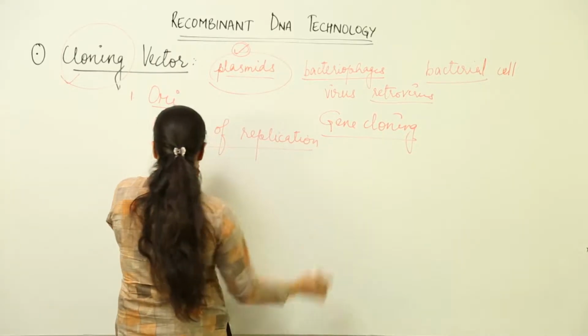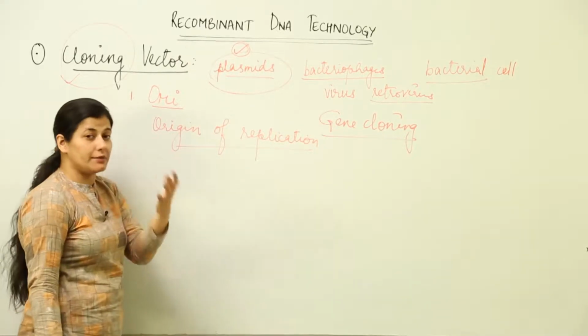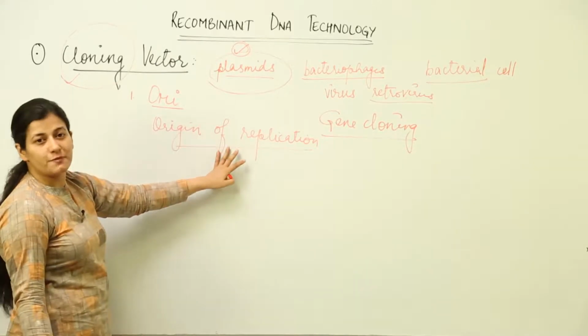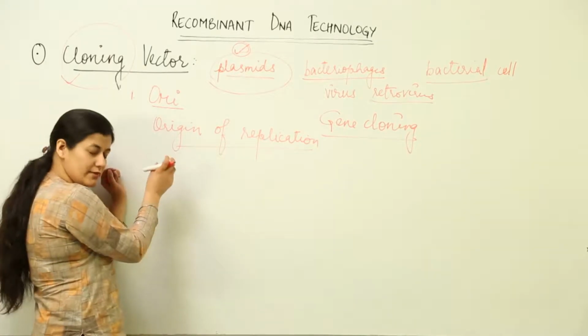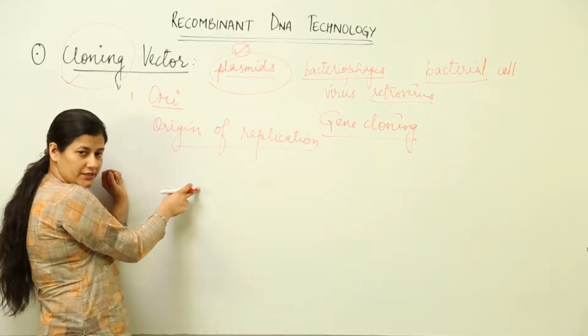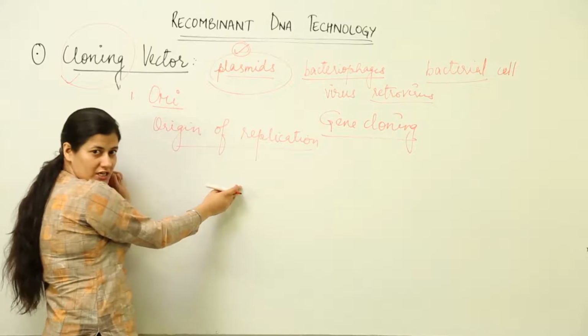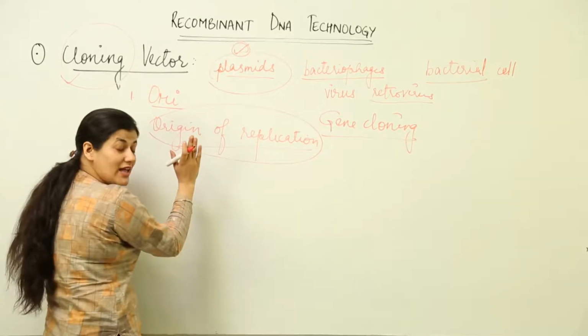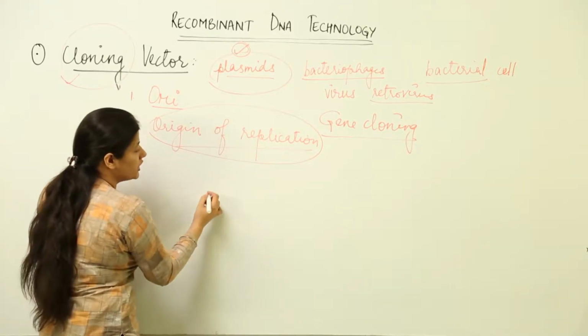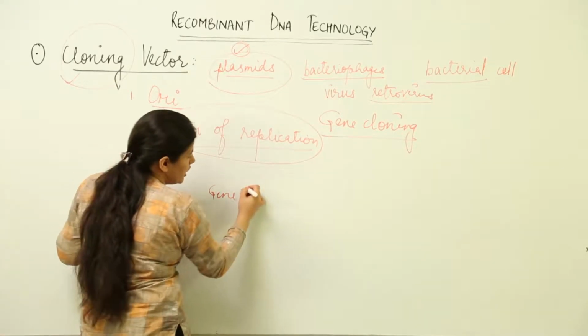This origin of replication, if you remember, we have studied in DNA replication as well. It is that specific sequence from where the replication takes place. The enzymes would come, they would identify the particular sequence, and then replication would take place. So the plasmid must have its origin of replication, and it is at this site after which the gene of interest must be introduced.